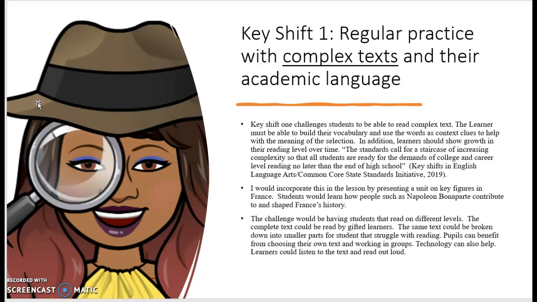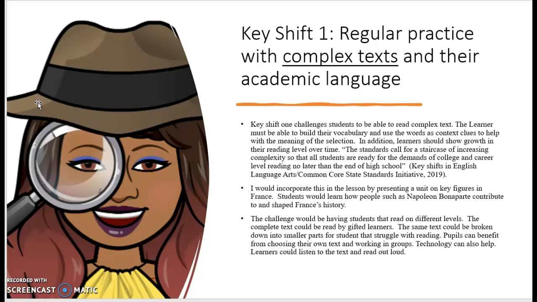The standard calls for a staircase of increasing complexities so that all students are ready for the demands of college and career level reading no later than the end of high school. I would incorporate this into the lesson by presenting a unit on key figures in France. Students will learn how people such as Napoleon Bonaparte contributed to and shaped France's history.